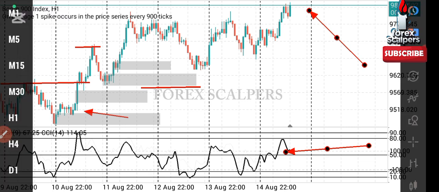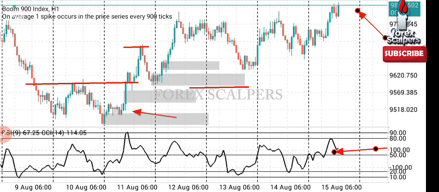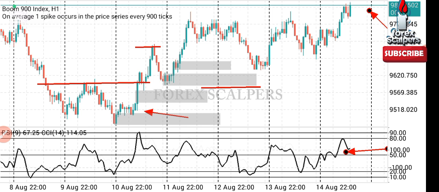So let's look at this scenario. Having established that, the first thing you must do as a trader, whenever you open your trading chart, is make an effort to determine the trend of the market. So always ask yourself this question: what is the trend of the market?